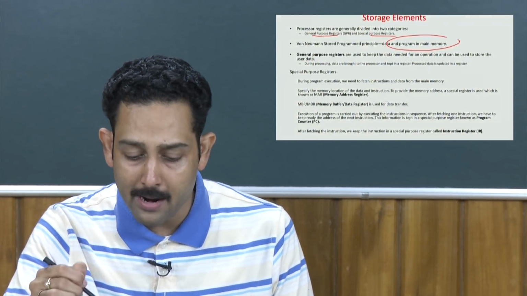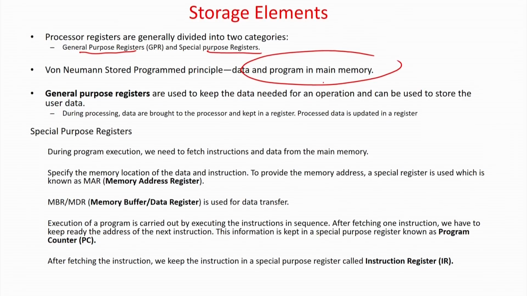So as I told you, general purpose registers are used to keep data needed for operation, basically our user data. Generally data are brought from the memory to the processor, kept in a register, accessed and updated by the CPU or by the arithmetic logic unit, and then again written back to the main memory we are talking about. But that is simple. Generally there are lots of special purpose registers, so we will see them one by one.